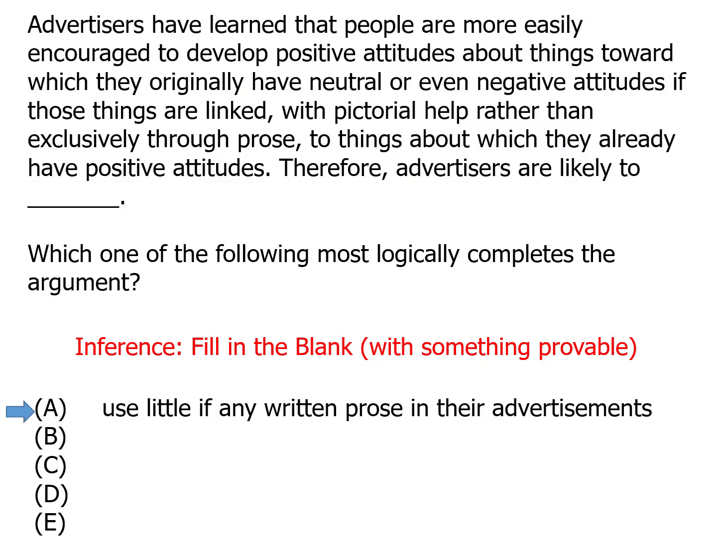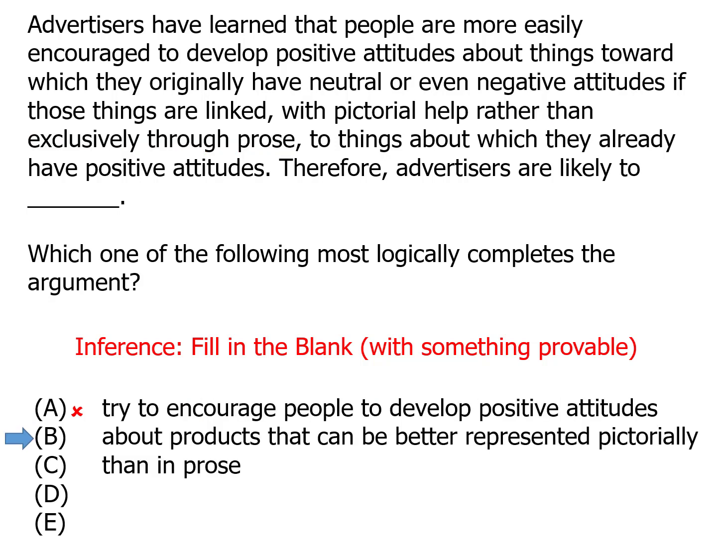Answer choice A. Use little if any written prose in their advertisements. This is for the person who's confused the part that says they need to have pictorial help rather than exclusively prose. That's not the same thing as saying you don't want to have written text, just not exclusively written text. So answer choice A is not our answer. Answer choice B, well, answer choice B is another confusion about that rule. The rule was you want to use pictures together with prose. This is saying that you want to make sure to try to advertise products that can be better represented with pictures than with prose. So it's use pictures and prose together, not use one over the other. Answer choice B is also not the answer.